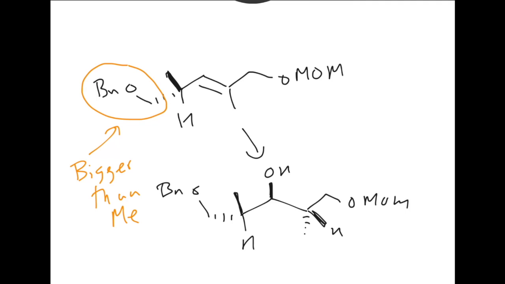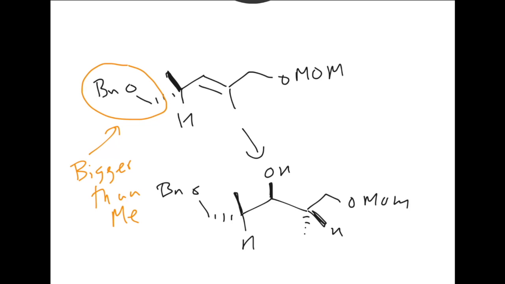So we've got our OH is up, our hydrogen is up. So this matches what we drew. So we can use A13 strain to predict how groups will approach a double bond. So we can do that.